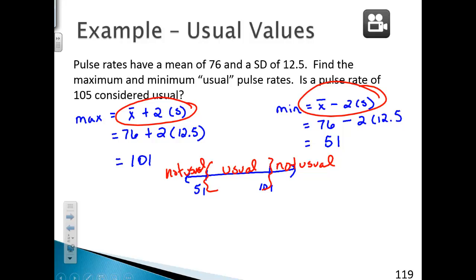Now, to finish up this question, is a pulse rate of 105 considered usual? Our pulse rate of 105 sits over here in the not usual section. So, is a pulse rate of 105 considered usual? No. 105 is not considered usual. That should be a U. There it goes.